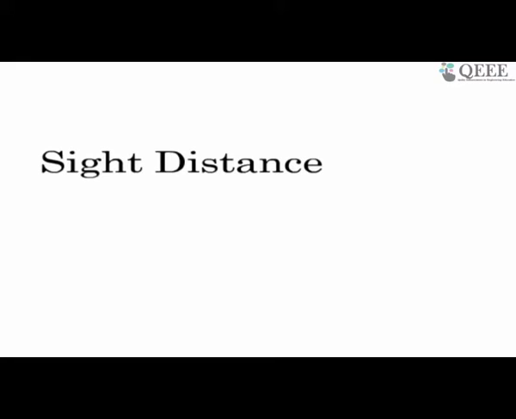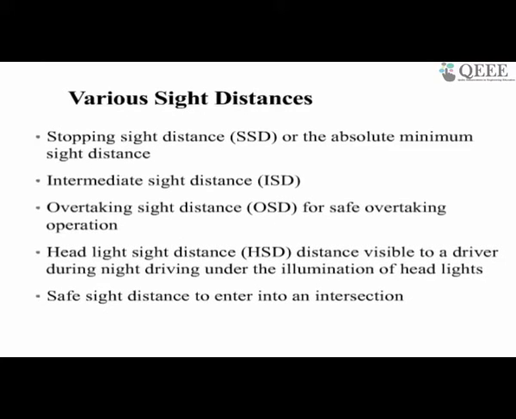Now let's look into the next part, the sight distance. This is the primary component through which the design is going to be governed. Because at most you want a vehicle to stop whenever there is a danger, and that is called the stopping sight distance. Then the other types of sight distance are intermediate sight distance, overtaking sight distance, headlight sight distance, and safe sight distance. So we'll go one by one.